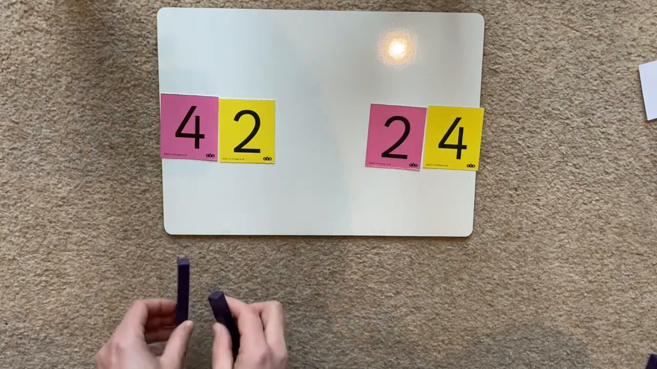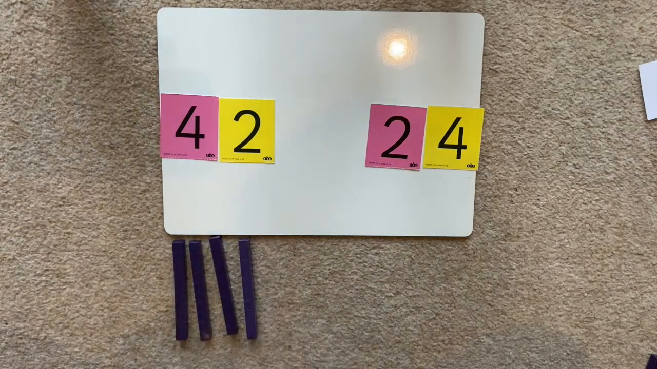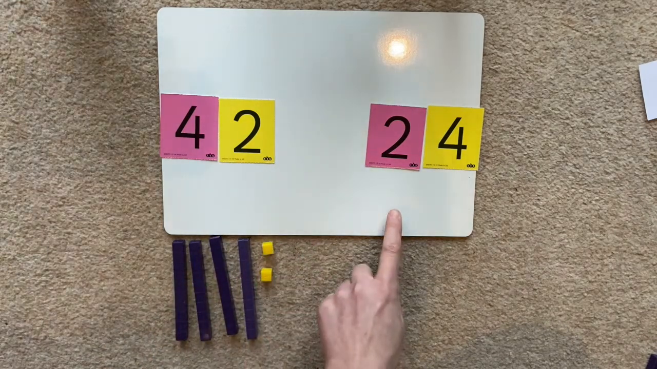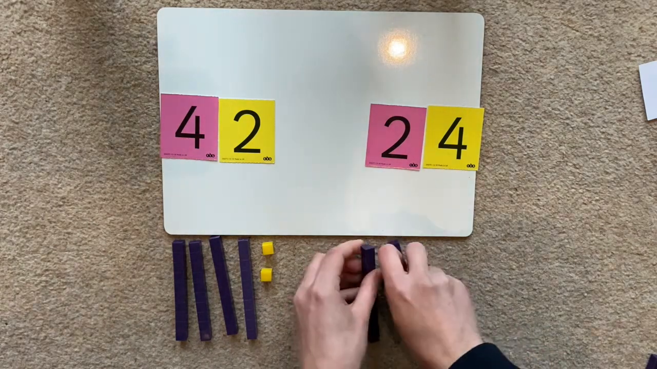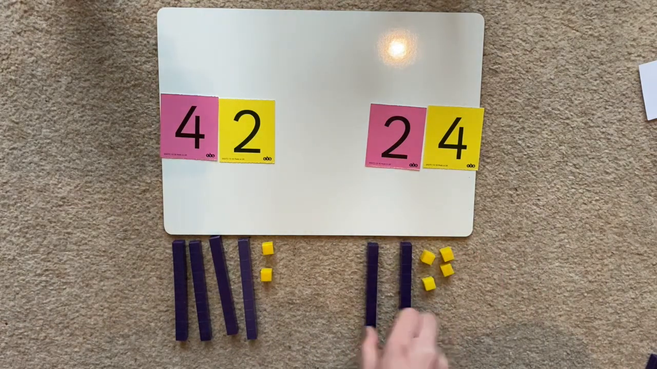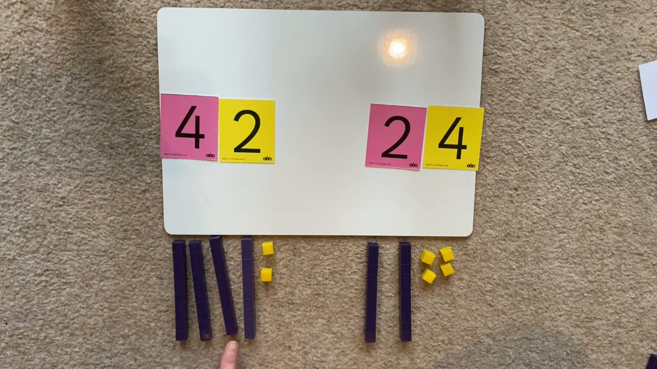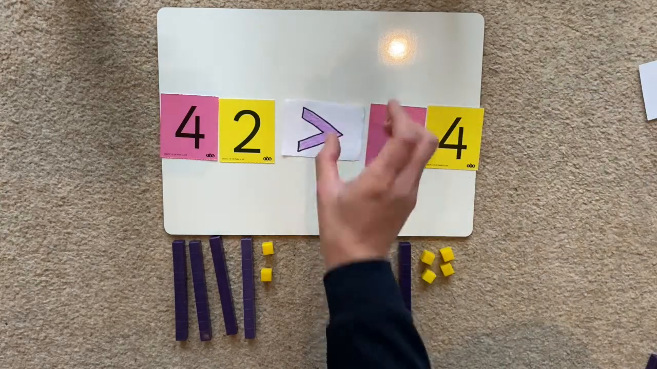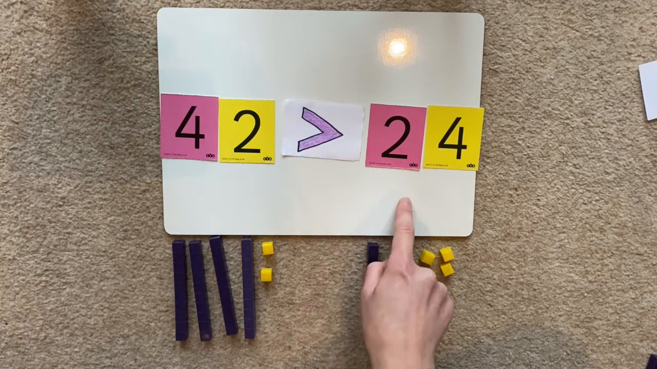42 has 4 tens and 2 ones. 24 has 2 tens and 4 ones. So this one has more ones, but this one has more tens. So 42 is the bigger number. So we say 42 is greater than 24.